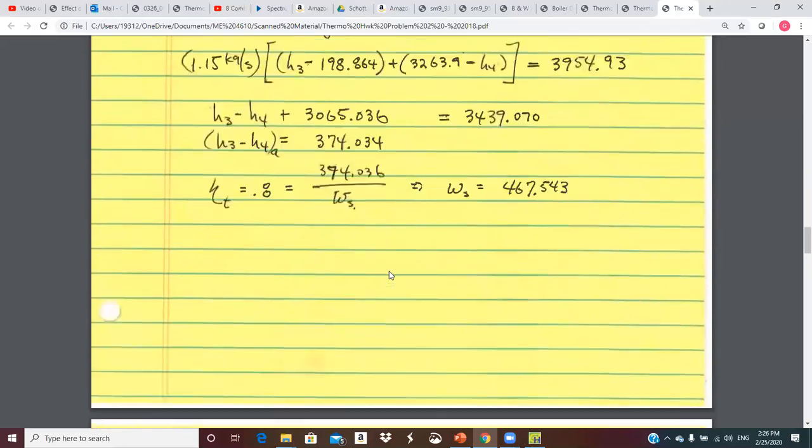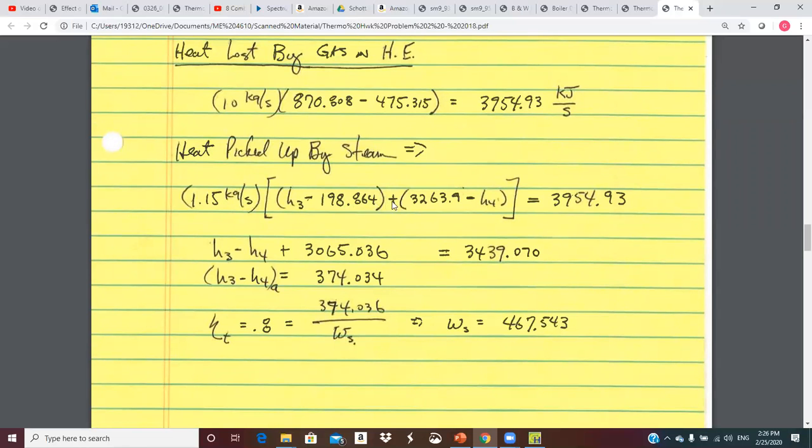Too many numbers. Okay, so 3 minus 2, 5 minus 4, and we have numbers for these. Great. I was pretty sure I had this right, but it's hard to remember all this stuff. So if you do the arithmetic, you can boil this down, and these are actual states. So you can solve for H3 minus H4 actual, and that has to be 374.034. And then you can solve for the isentropic, right?